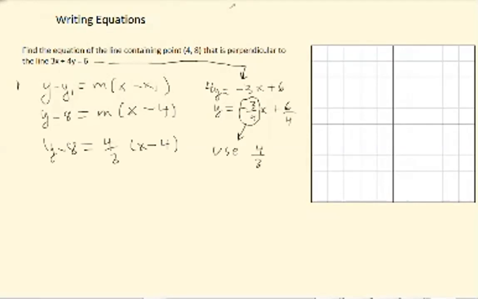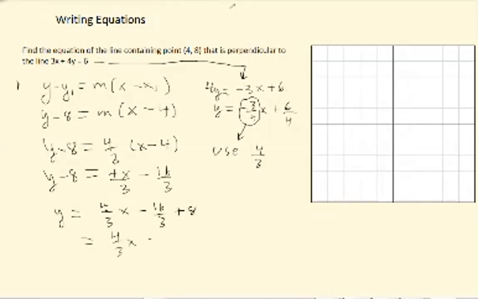I would say maybe probably expand this. You'll have 4x over 3 minus 16 over 3, and that's a y minus 8. If you don't like fractions, you can put it into standard form, or you can just solve it for y, which would be, we can write this also as a 4/3 x minus 16 over 3 plus an 8. And that's still a little bit untidy. So we could say 4/3 x, put these together, this would be minus 16 plus 24 over 3.